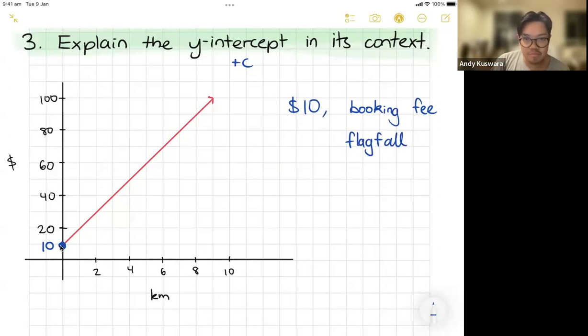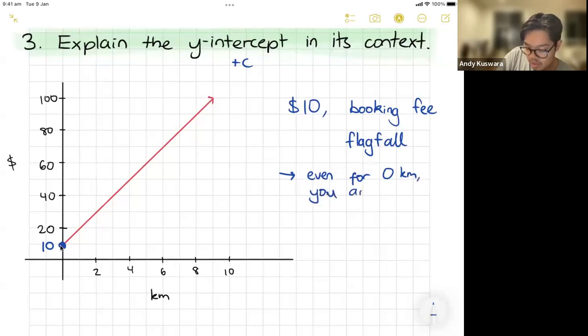So yeah, that's probably the only thing to talk about. It's this idea. And again, if it's an explain, you write a small phrase: even for 0 kilometers, you are charged $10. And then that's when you say it's probably a booking fee or it's probably a flag fall. That's what that is.